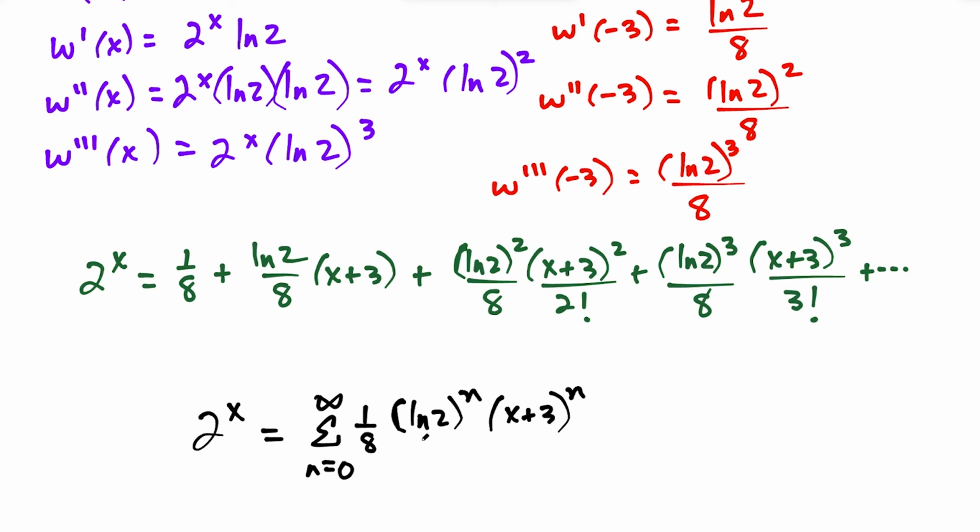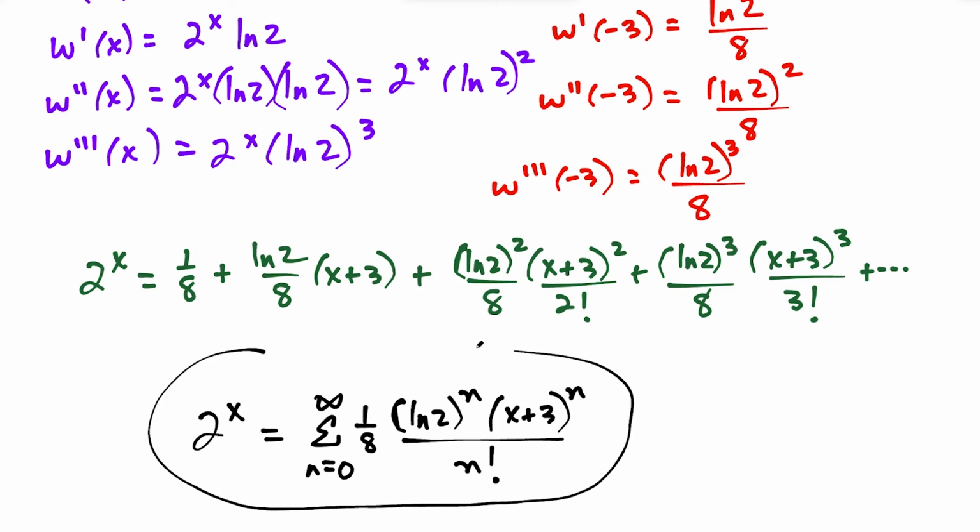But then the next thing to be mindful of is that underneath it all, we have a factorial, and the factorial matches the power above it. So when we have a power 2, we have a 2 factorial. When we have a power 3, we have a 3 factorial. So I'm just going to write an n factorial underneath like this. And this is the Taylor series expansion for 2 to the x centered at negative 3.